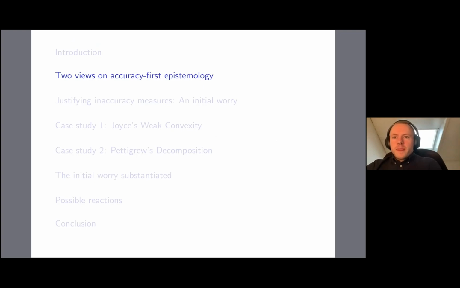Okay, so here comes the first part of the big picture considerations. I think there are at least two views one can have on accuracy first epistemology. I'm going to tell you about those two views, and which of the two I will presuppose in this talk and why.